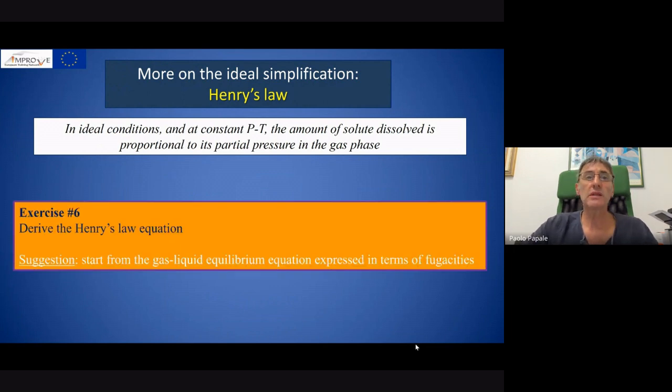Here is a new exercise. As for the previous ones, you can either try to do it or skip it. In both cases, you will see the solution in the following. The exercise is this one. Based on the statement above, derive Henry's law. My suggestion is simple. Just start from the gas-liquid equilibrium equation in terms of fugacities. Press pause now if you are doing the exercise.